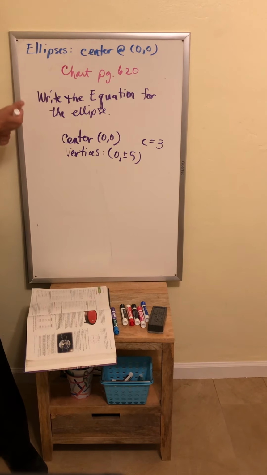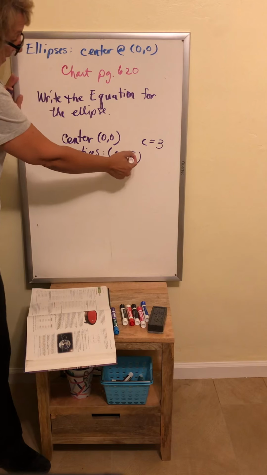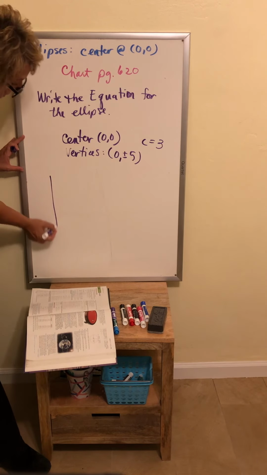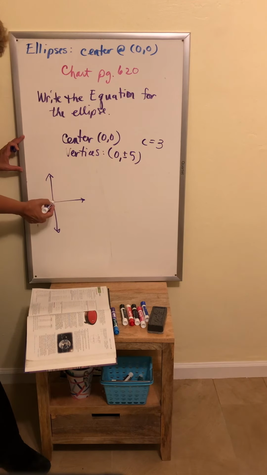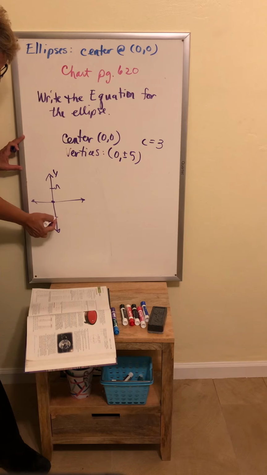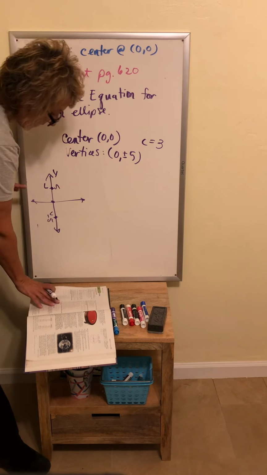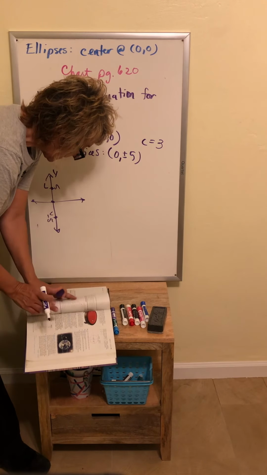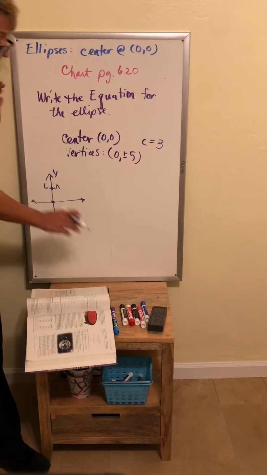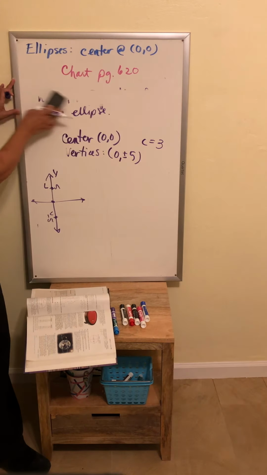Looking here, since the vertices are at 0, positive or negative 5, if you sketch a little graph and plot those, you'll see the center is at 0, 0. They're located on the y-axis, so up 5 and down 5. So there are your vertices. With that information, you can look at the chart on page 620, and you'll see that we are dealing with a vertical ellipse.